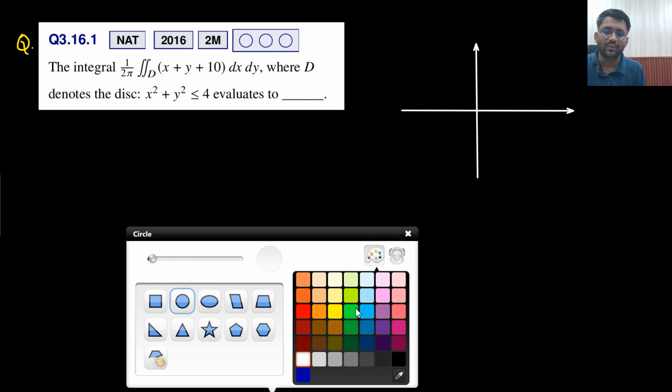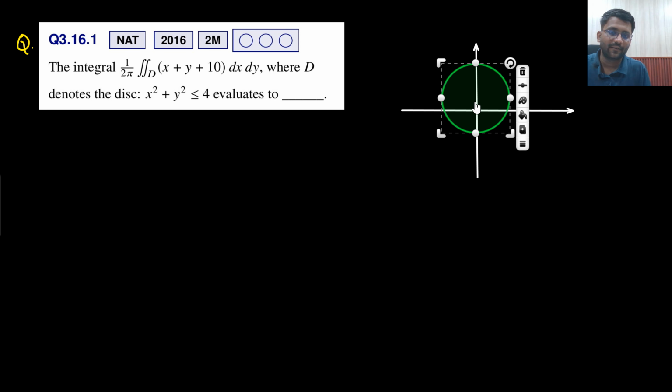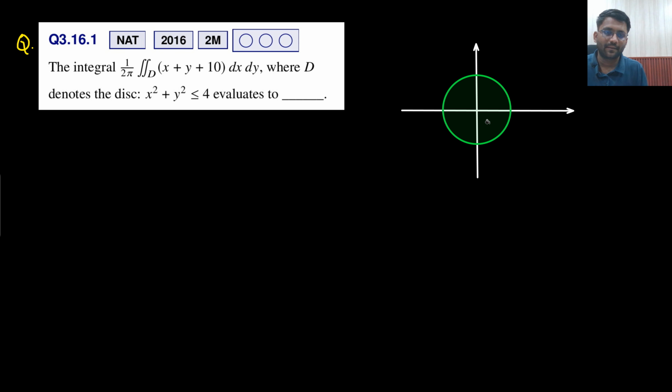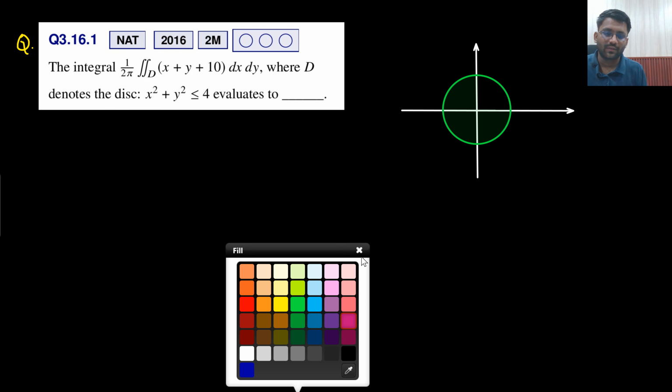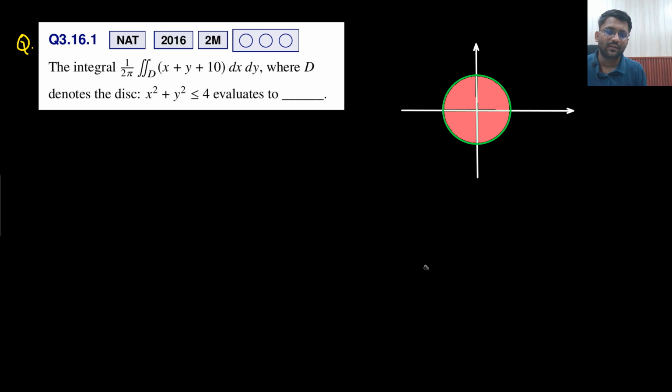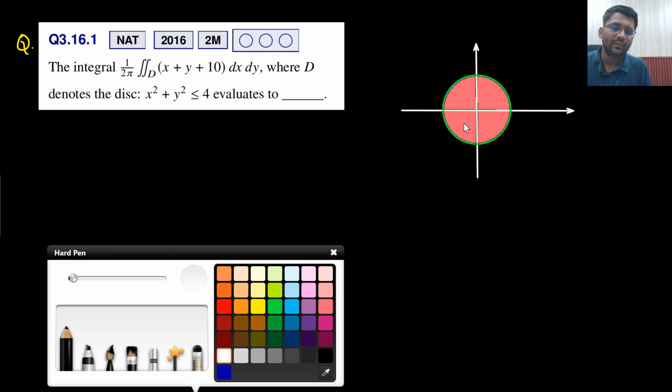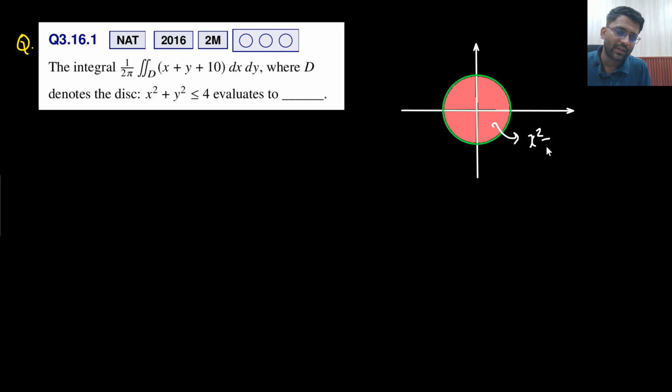Over the region R, you need to calculate the double integral, where x square plus y square is less than or equal to 4. How will you calculate it? What is my structure? That is x square plus y square less than or equal to 4. That means it is a disk. Let's fill this with a color. This is representing x square plus y square less than or equal to 4.